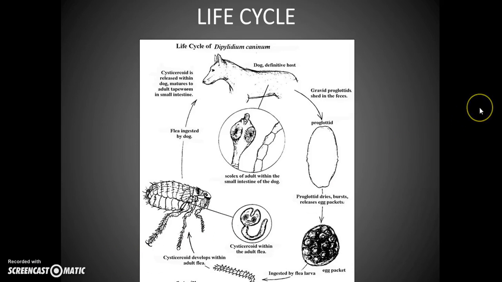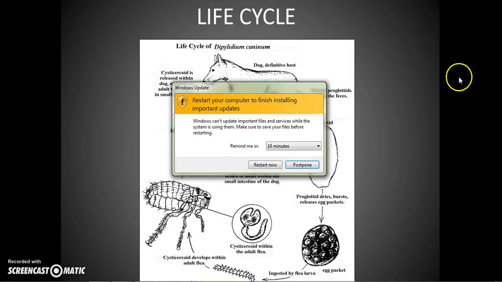So the life cycle of Dipylidium caninum starts with the definitive host. We have the adult form of the parasite in the definitive host, and one of the proglottids from that parasite will break off in the feces. And once it breaks off in the feces, that proglottid will dry out a little bit, and it contracts and releases those eggs into the environment.